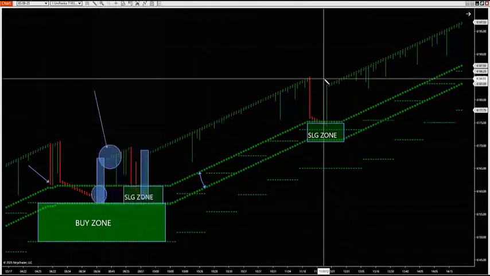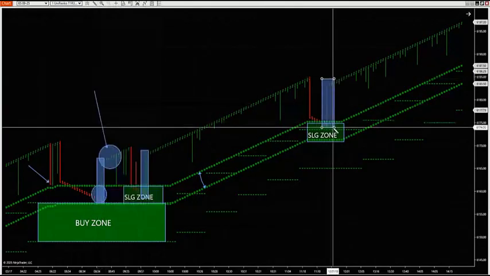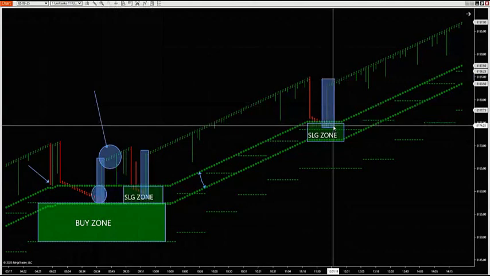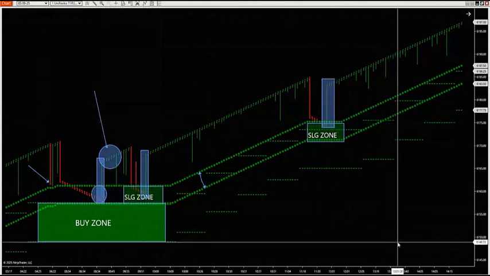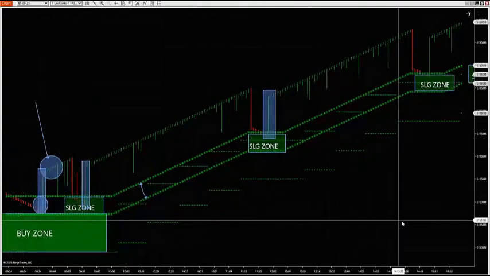I'm going to show you another way to find more liquidity grab trades in a second too, by adjusting your zones, which I'll show you in a second. Then we start rallying again. Took off.